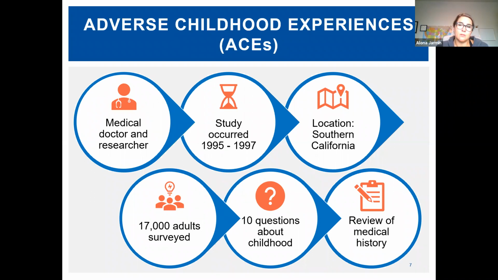5 are personal: physical abuse, verbal abuse, sexual abuse, physical neglect, and emotional neglect. And then 5 are related to other family members: a parent who is an alcoholic, a mother who is a victim of domestic violence, a family member in jail, a family member diagnosed with a mental illness, and then the disappearance of a parent through divorce, death, or abandonment. And each of those traumas counts as 1.